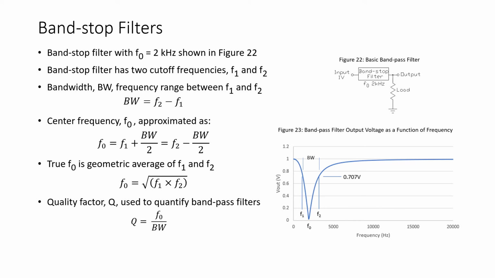Now, the fourth classification of filters is a band stop filter. Again, these are sometimes referred to as band reject filters. So in figure 22, we see a simple band stop filter with a center frequency of 2 kilohertz and an input of 1 volt. And just like the band pass filter, the band stop filter has 2 cutoff frequencies, F1 and F2. The distance or the range of frequencies between the cutoff frequencies is called the bandwidth. And again, for most applications, we can approximate the center frequency by taking the lower cutoff frequency, F1, and adding the bandwidth divided by 2, or the upper cutoff frequency, F2, minus the bandwidth divided by 2.